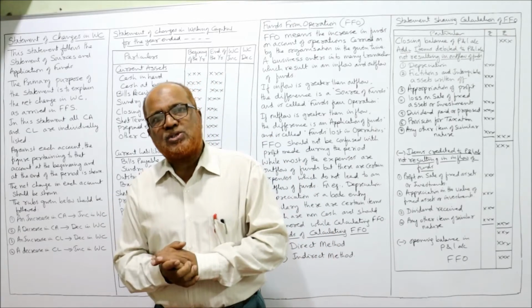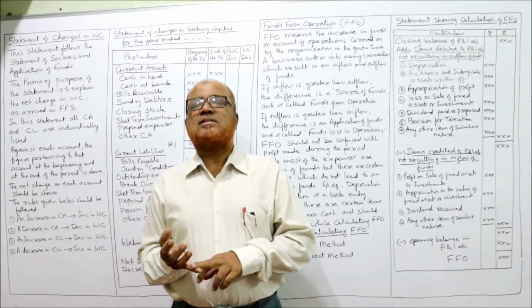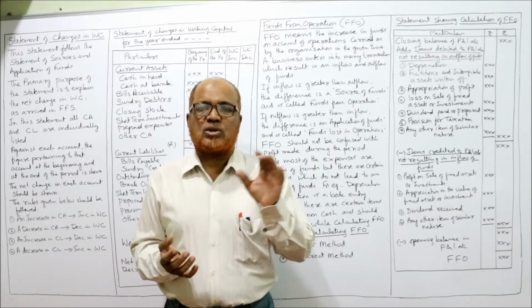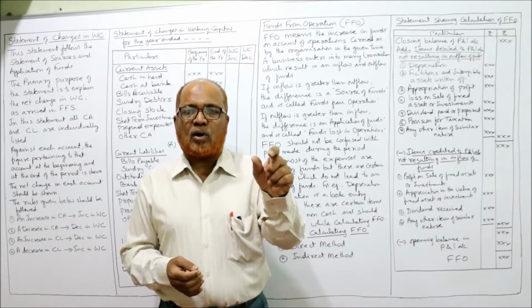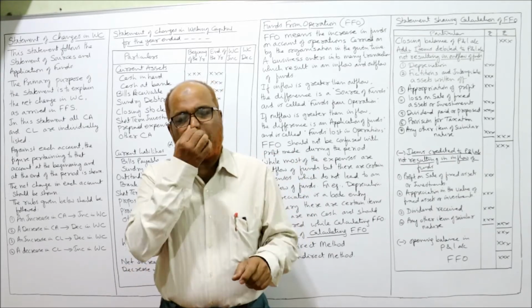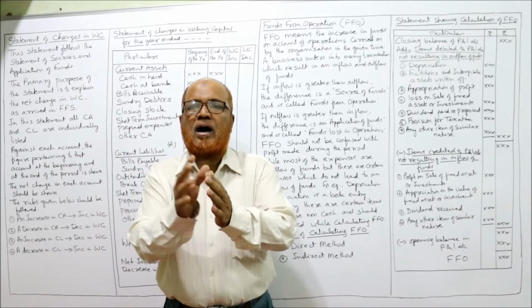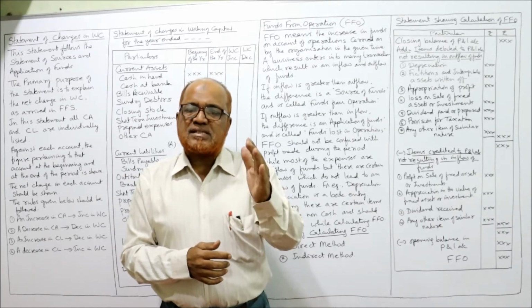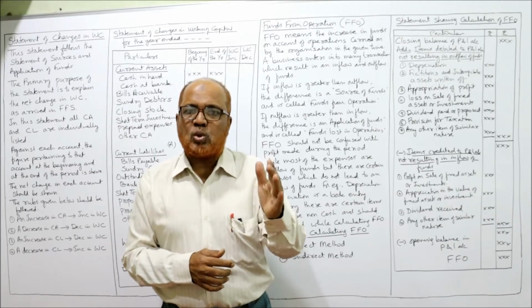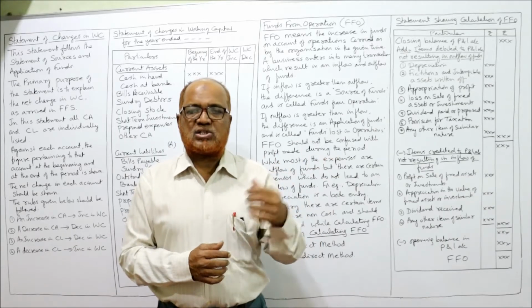The funds flow statement consists of two items. The first statement is the statement of source and application of funds, and the second statement is the statement of changes in working capital. These two statements combined are called the funds flow statement. The first statement, the statement of source and application of funds, I have already discussed in the last video.